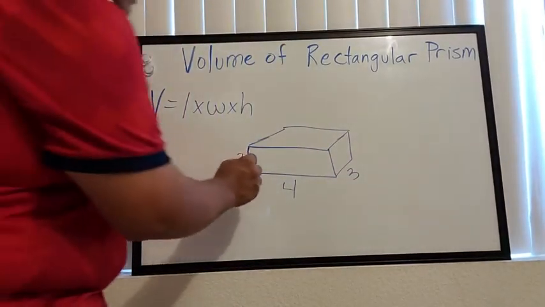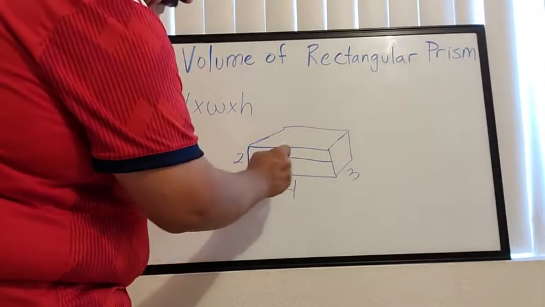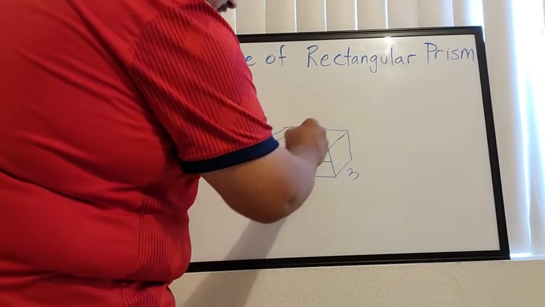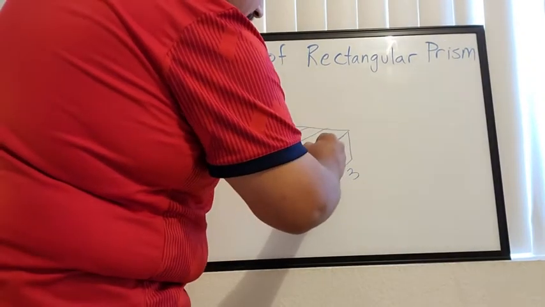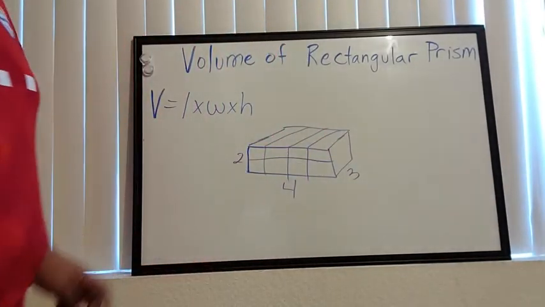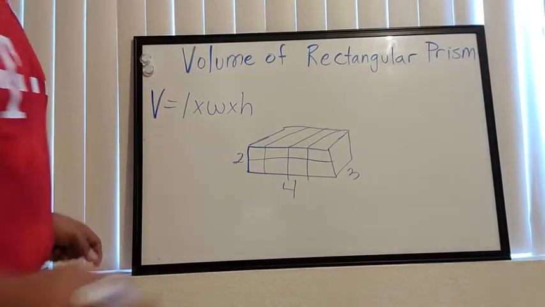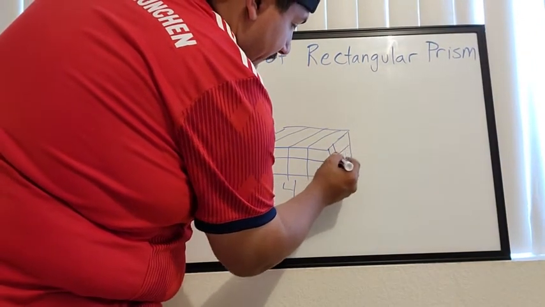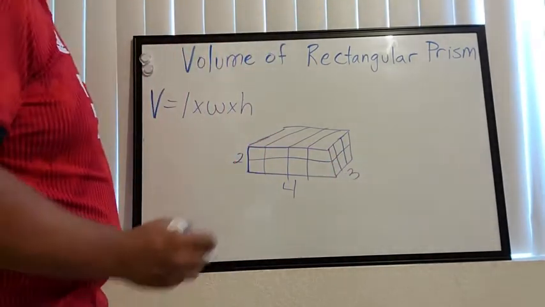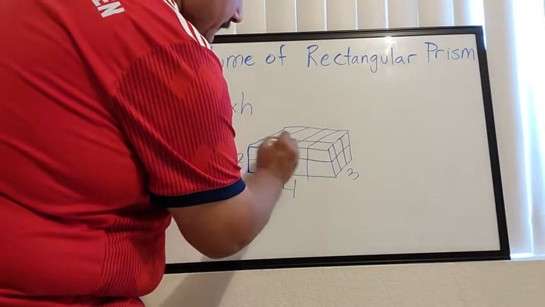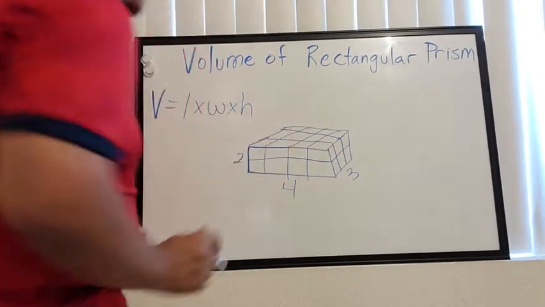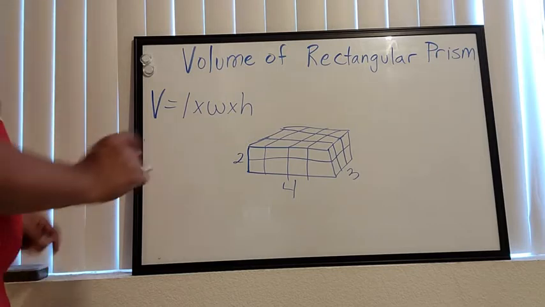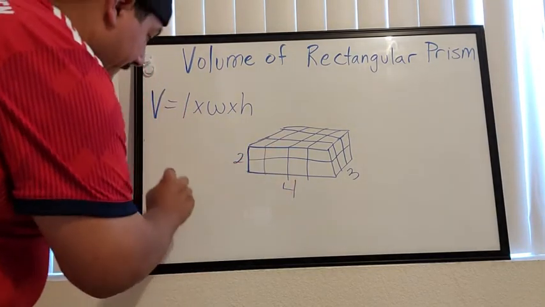Well, we know that this was 2 units and this was 4. So these 4 go this way as well. Now we know that this new width is 3. So this is going to be separated into 3. And this will also extend this way. Now, my drawing is not the best, but we know that our length is 4.